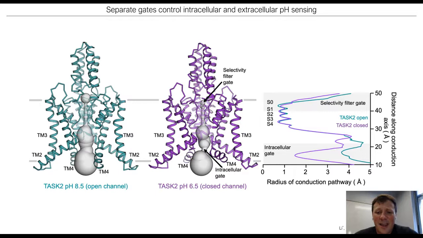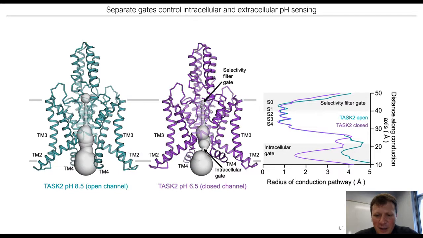And so Balvin and Robert found that TASK2 exhibits two new kinds of channel gate from these two structures, both at around 3.5 angstrom resolution. One of these gates is near the extracellular aspect of the channel and involves conformational changes to the selectivity filter, which forms potassium coordination sites that determine the selectivity of this channel for potassium. The second gate is at the intracellular aspect of the channel and involves a rearrangement that pinches this region of the channel shut.